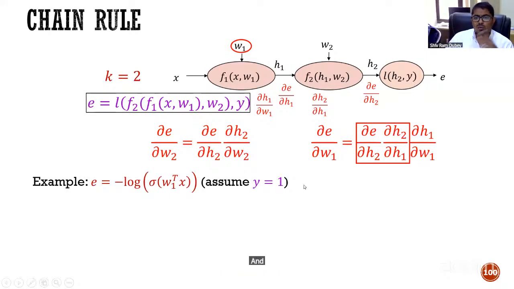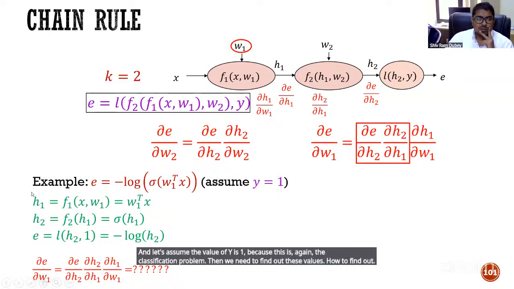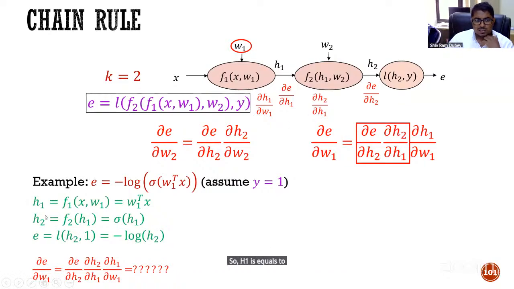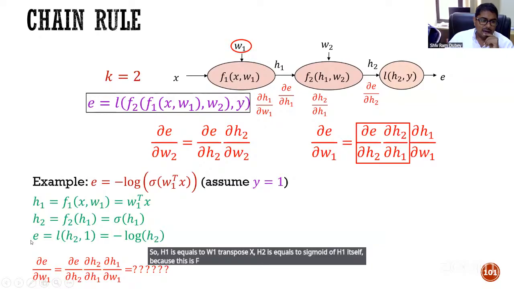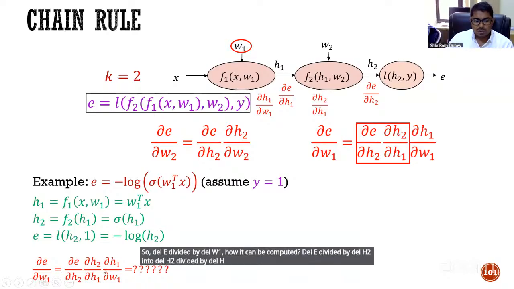And let's assume the value of y is 1, because this is again a classification problem. Then we need to find out these values. So how to find out? H1 is equal to W1 transpose X, H2 is equal to sigmoid of H1 itself, because this is F2, and E is equal to L of H2 comma 1, which is given as minus log of H2. What we need to compute? We need to compute del E divided by del W1. How can it be computed? Del E divided by del H2 into del H2 divided by del H1 into del H1 divided by del W1.